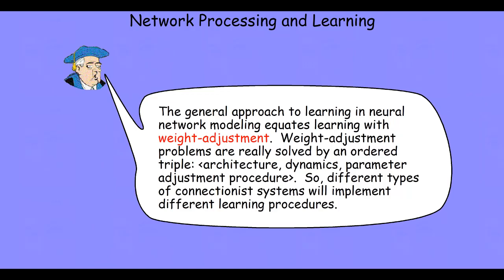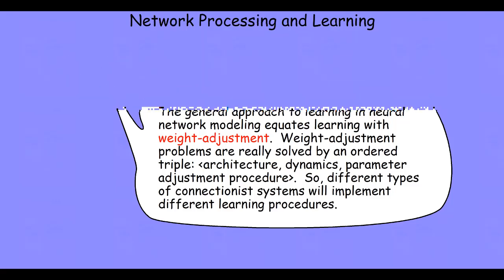So the general approach to learning in neural network modeling equates learning with weight adjustment. Weight adjustment problems are solved in a neural network model by an ordered triple, that is, by the architecture, the dynamics, and the parameter adjustment procedures. So different types of neural networks will implement different learning procedures.